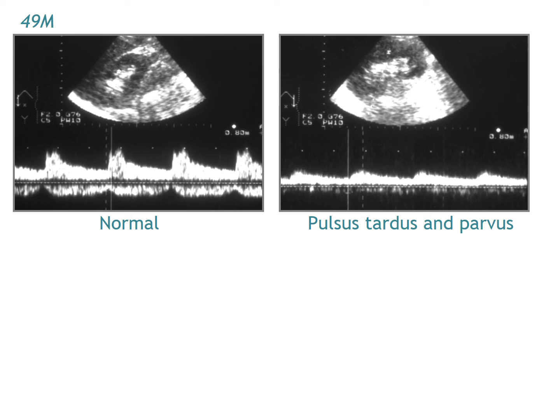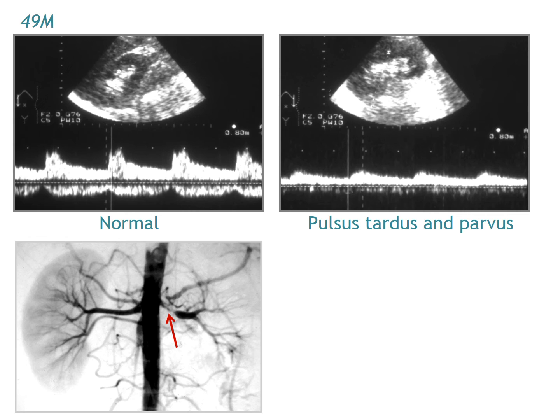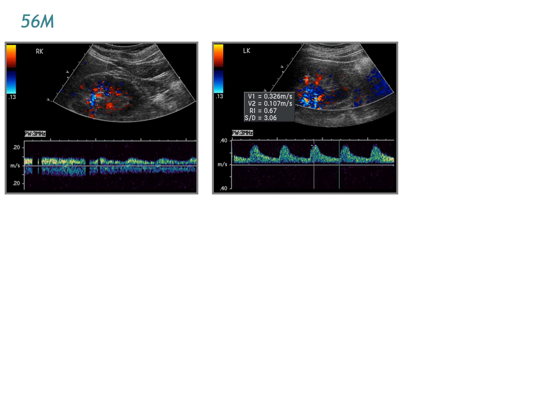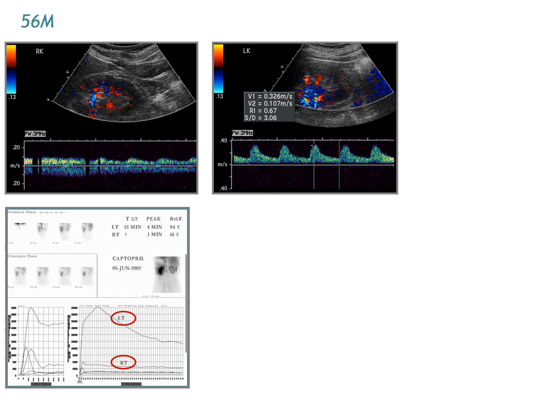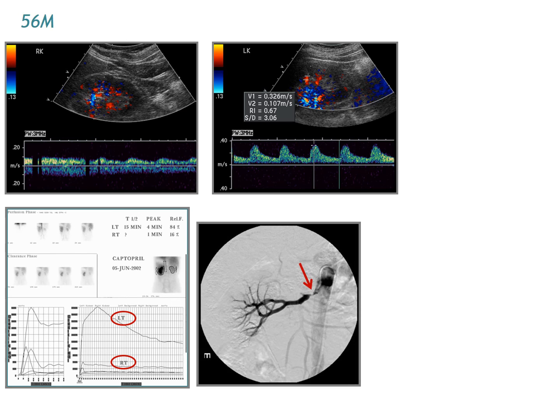This is a typical example of unilateral renal artery stenosis. Typical normal Doppler spectra on the right kidney with normal ESP. Typical pulsus, tardus, and parvus shape on the left kidney. Severe stenosis of the left renal artery at angiography. Another patient with unilateral renal artery stenosis. Pulsus, tardus, and parvus on the right kidney and normal shape on the left kidney. The capillary scan shows a typical abnormal curve on the right side, and angiography confirmed severe stenosis and stenting was done.